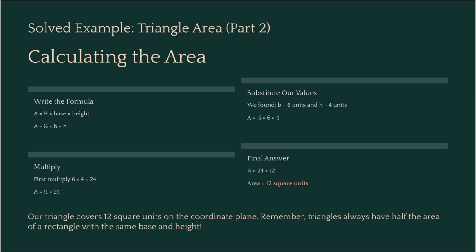With a base of 6 and a height of 4, we plug these into the triangle area formula. Area equals half times 6 times 4. First, multiply 6 times 4 to get 24. Then, take half of 24. This gives us 12 square units. It's the same basic formula you've used before, just with a coordinate step to find the dimensions.